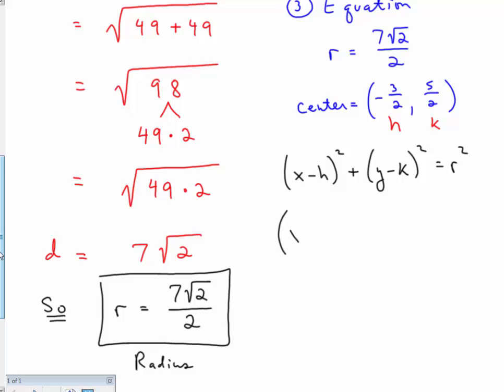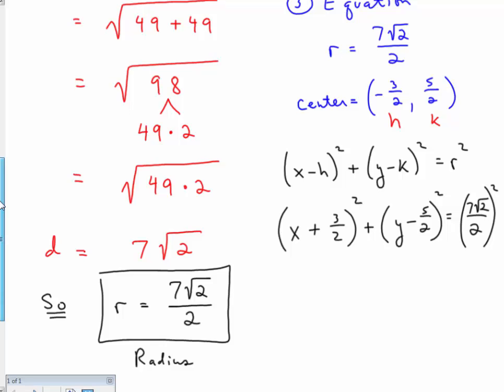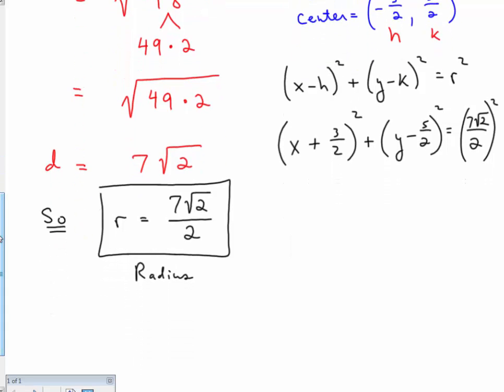Remember that when we're plugging in h and k, we change the signs of what we have originally. The reason for that is in the formula there are negatives in front of both h and k. So we're going to do x plus 3 halves squared plus y minus 5 halves squared equals 7 roots of 2 over 2 all squared. The left-hand side won't really simplify. There's no signs to simplify, no values that simplify, so we're going to leave it as it is.